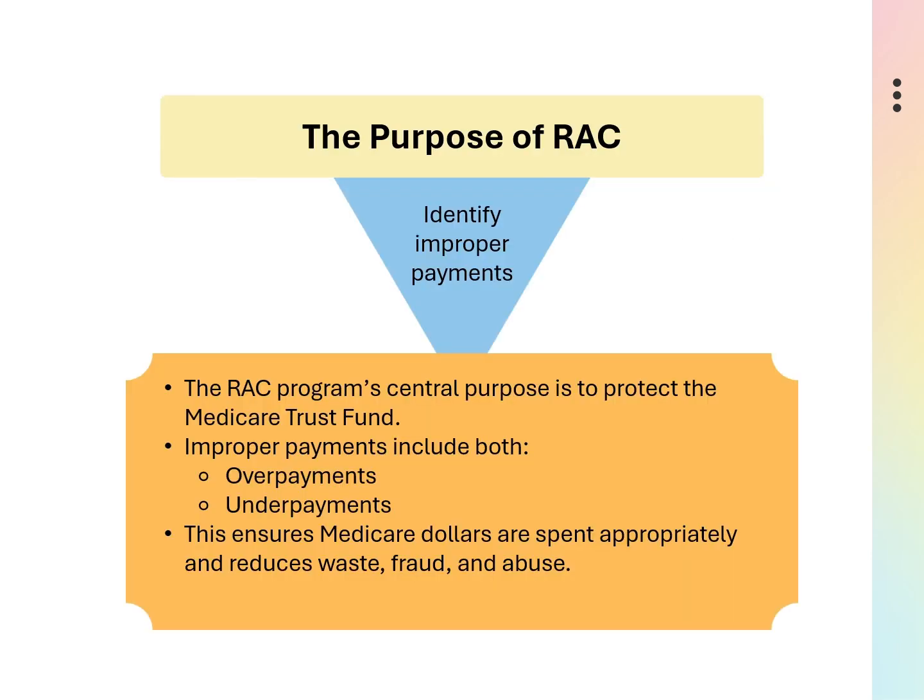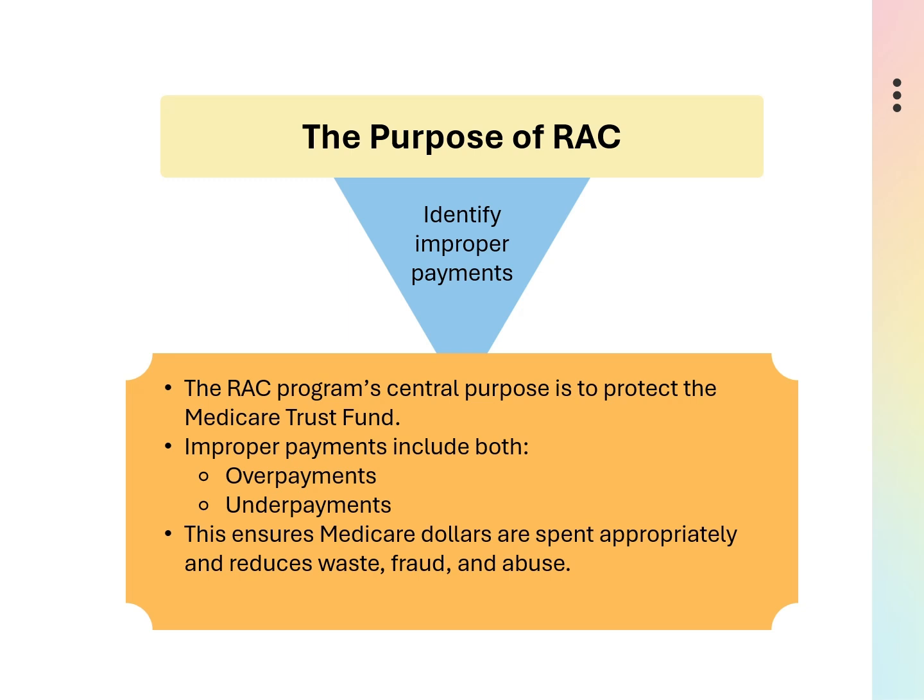Purpose of RAC is to identify improper payments. The RAC program's central purpose is to protect the Medicare Trust Fund. Improper payments include both: 1. Overpayments, when a provider receives more money than they should, for example coding an inpatient admission when outpatient was appropriate. 2. Underpayments, when a provider is paid less than they should have been. Less common, but RAC also identify these. This ensures Medicare dollars are spent appropriately and reduces waste, fraud, and abuse.